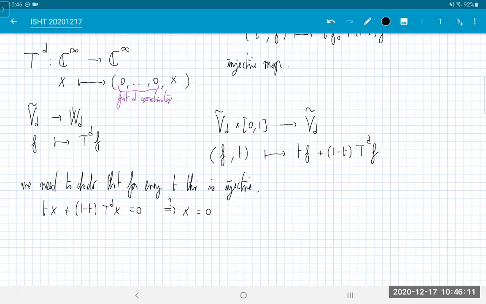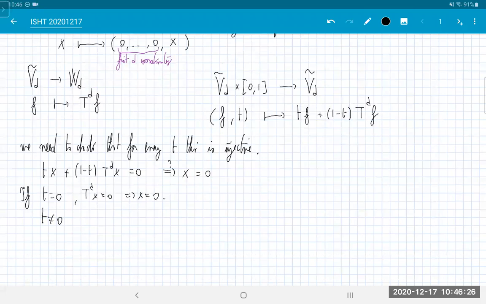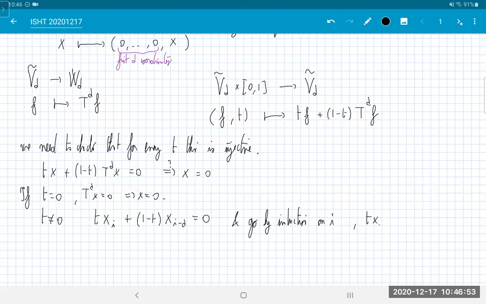But then you can work coordinate by coordinate. So if t equals 0, well, we have t^D x is 0, therefore x is 0. So suppose t is non-zero, then on every coordinate we have t times x_i plus (1 minus t) x_{i-D} is 0, where the negative coordinates are always 0. And you go by induction. Induction on i. For example, t x_0 is zero, therefore x_0 is zero. And then you go by induction and you get all the coordinates to be zero. And that's the end of the proof.